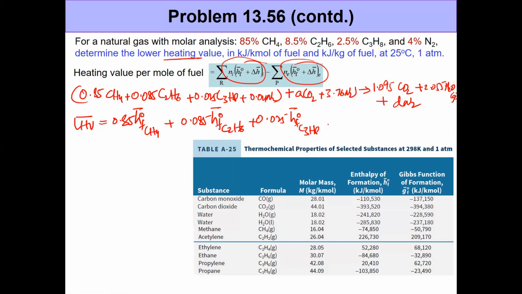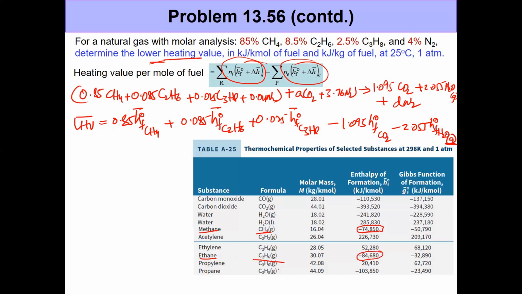So now we can look at the product side. On the product side, we have minus 1.095 times enthalpy of formation of CO2 minus 2.055 enthalpy of formation of water in the vapor form. This is very crucial, right? You don't write water in the liquid form because we're looking at the lower heating value. Again, here is just a matter of picking up the numbers. For methane, well, this is CH4 here, we're looking at this number. Okay. Then for ethane, well, ethane is here, C2H6, we're looking at this number.